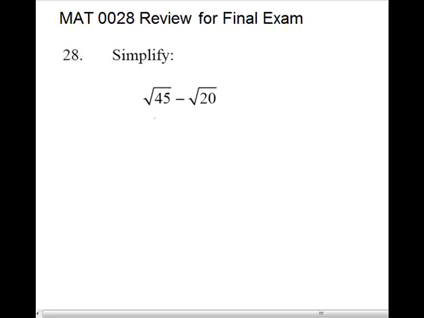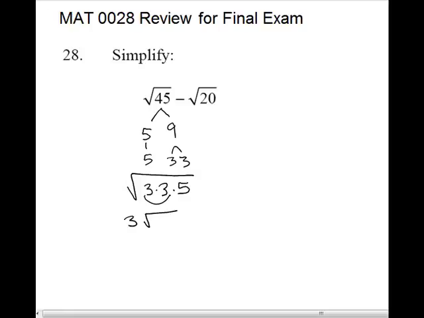So for 45, we could go with 5 times 9, and 9 will break on down, 2 3's. So we have 2 3's and a 5. To simplify that, we could take out a 3. That's a square. 1 3 on the outside, the 5 stays underneath. So that's simplified form for square root of 45. We'll work on 20. We could take 5 times 4, and 5 is a prime. 4 will go down to 2 times 2.